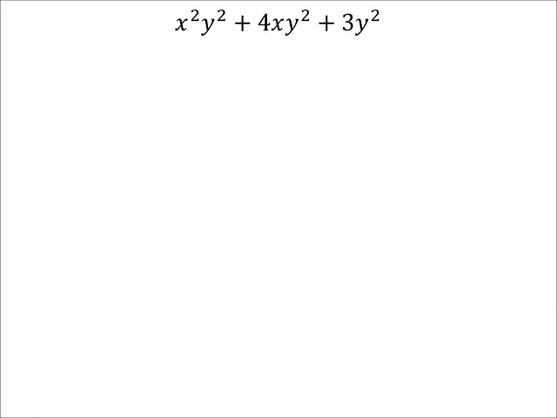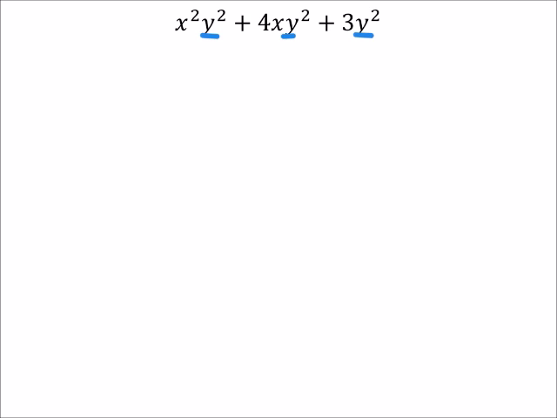x squared y squared plus 4xy squared plus 3y squared. We got some y squareds in there, which kind of makes this look trickier than it is. But remember, the first step is that we should always look at all three terms and see if there's anything we can factor out from all three. All three of these have a y squared in common, so that will certainly be a common factor.